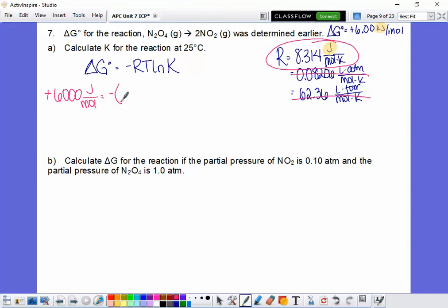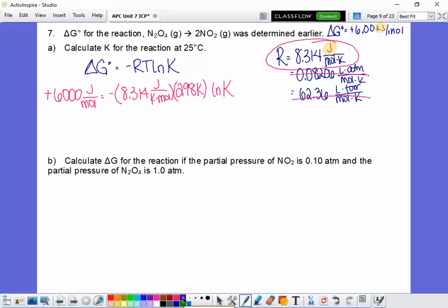Equals, and then negative, we're just going to plug this in. What is our temperature? 25. With the proper units? No. 298 Kelvin. And then times natural log of K.